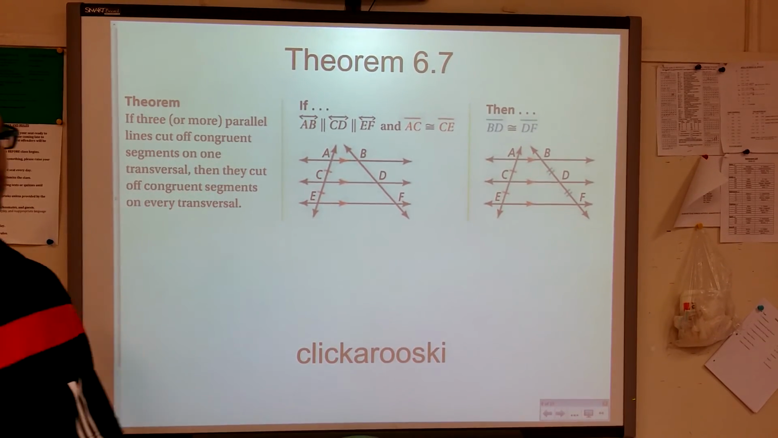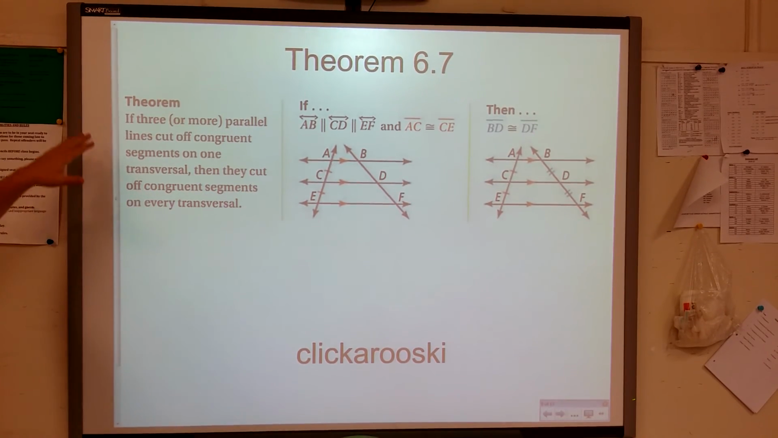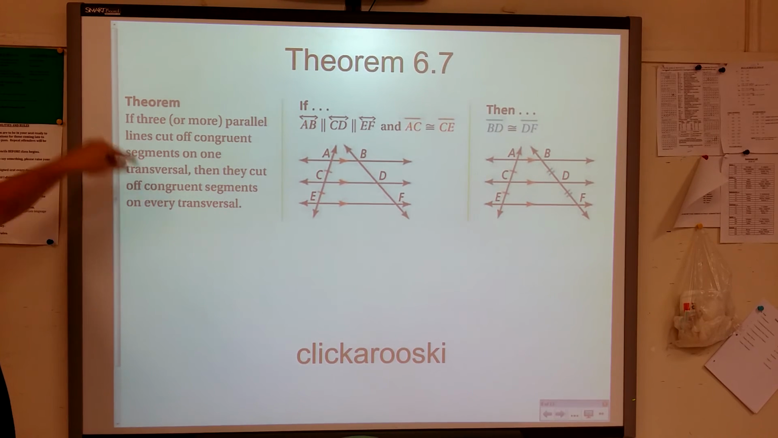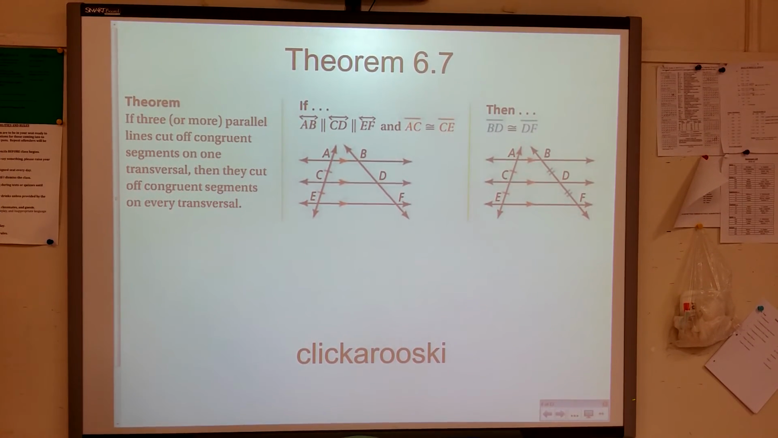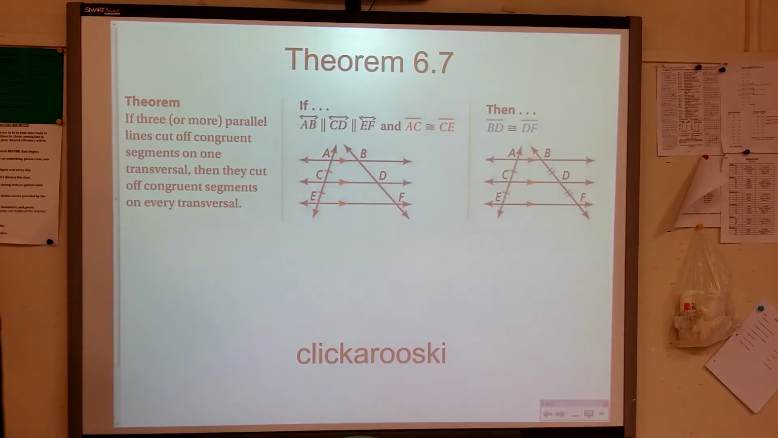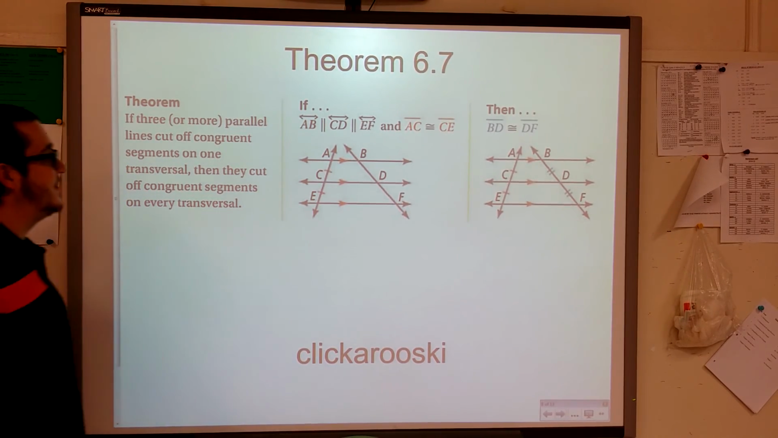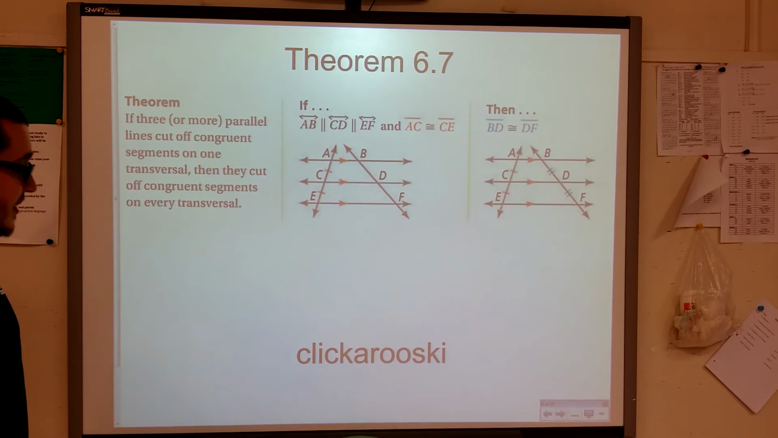Alright. So, a lot of words here, a lot of crazy things you're saying, but let's just go over the basics here. I'm just going to tell you the general definition, simplified. If 3 or more parallel lines cut off congruent segments on one transversal, so these are 3 parallel lines cutting congruent segments, we have congruent segments here, of the transversal, then they cut off congruent segments on every transversal.